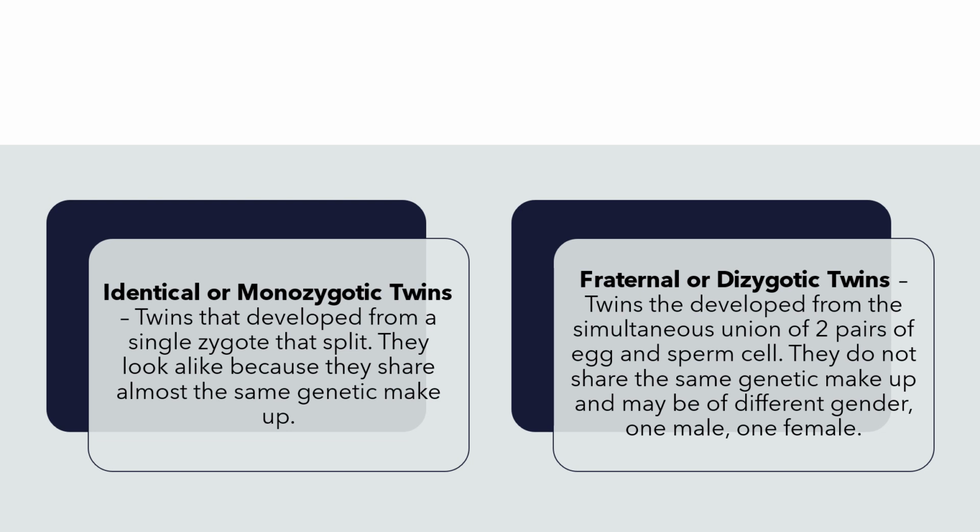While fraternal or dizygotic twins are twins that develop from the simultaneous union of two pairs of egg and sperm cell. They do not share the same genetic makeup and may be of different gender, one male and one female. So let's go first to identical or monozygotic twins. That's why it's called monozygotic, because it came from one. It means just one egg cell and one sperm cell.